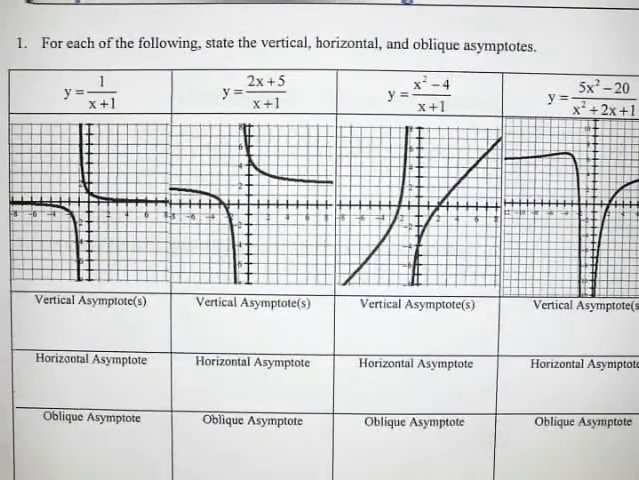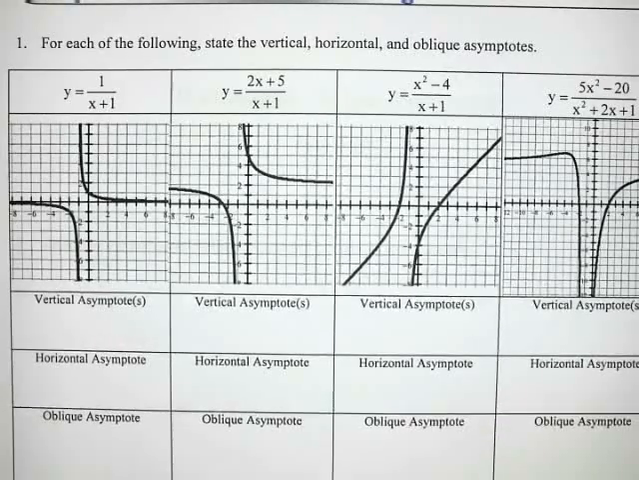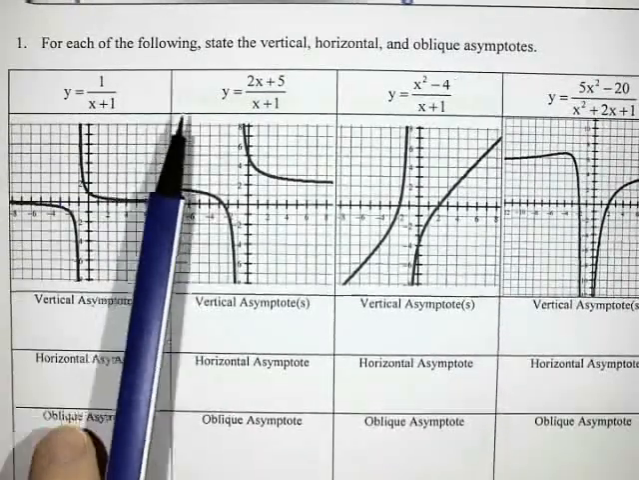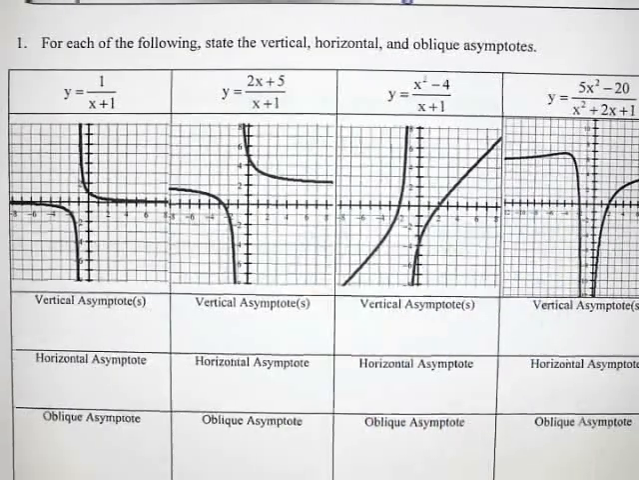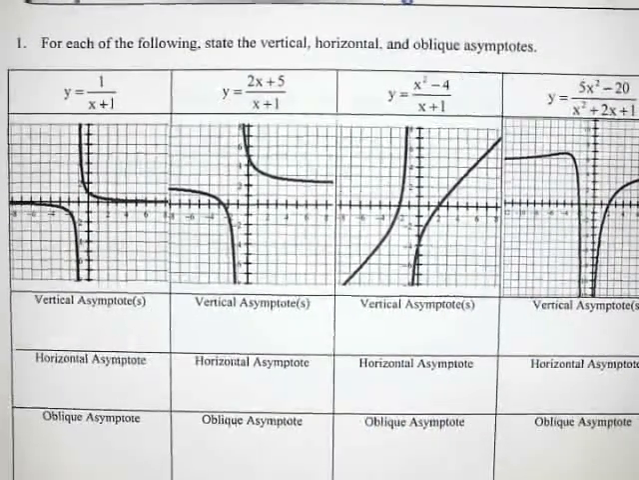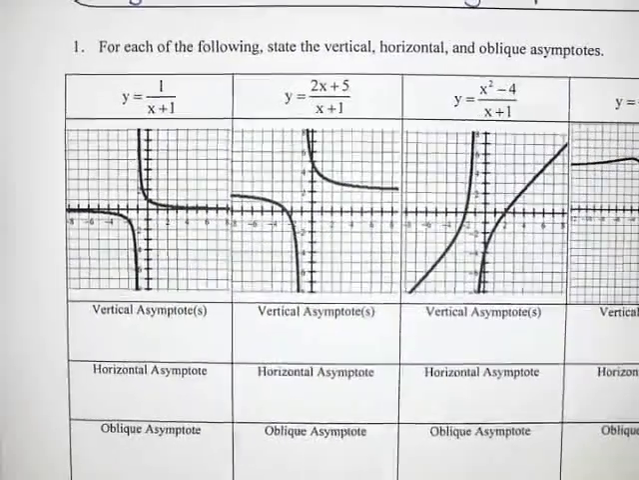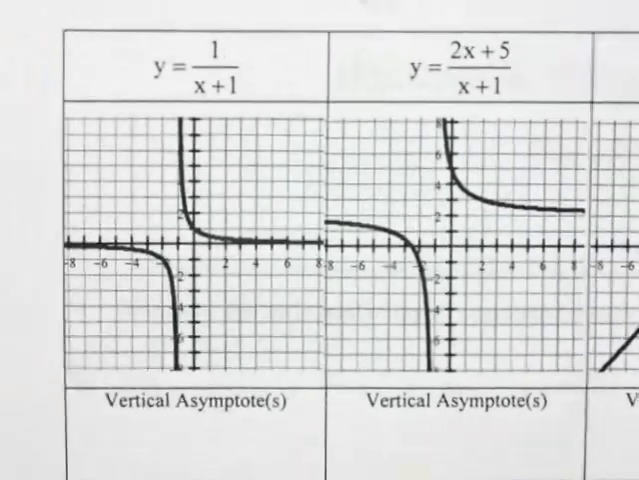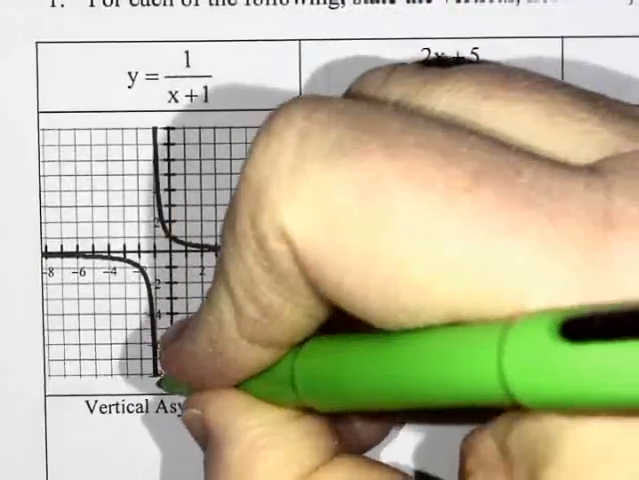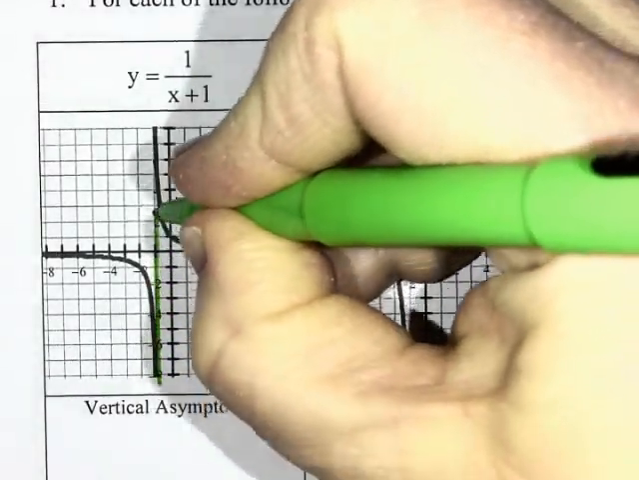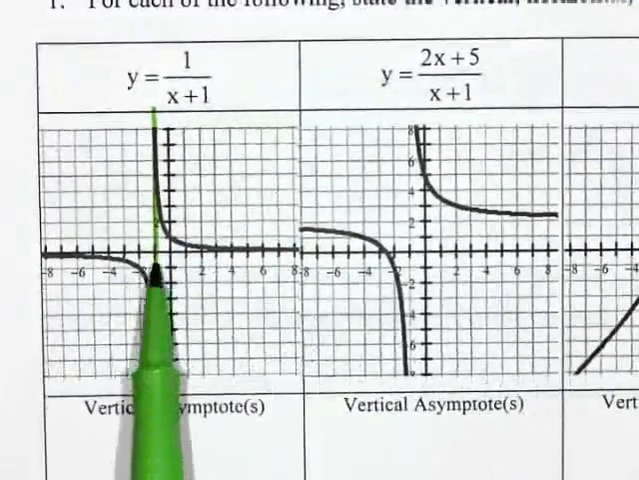So we learned that vertical asymptotes come from the values that make our denominator 0. But I can also tell where they are on the graph by just looking at the graph. So I think that's what we're going to do. If I look at my first graph here, I have y equals 1 over x plus 1. There is a vertical asymptote at -1.